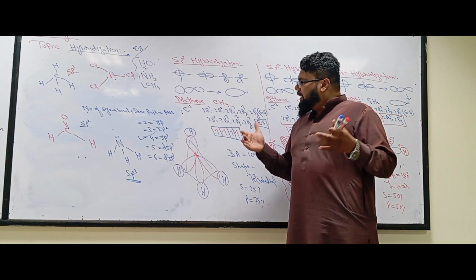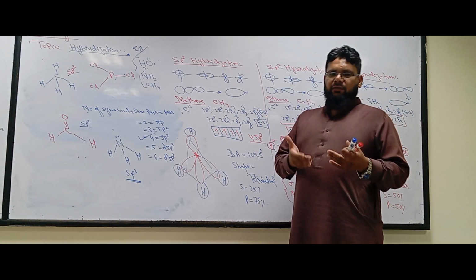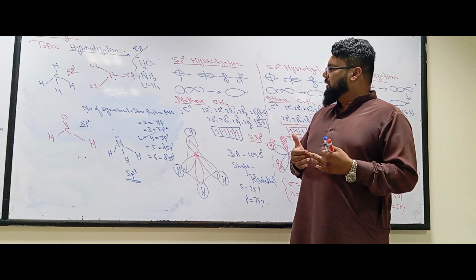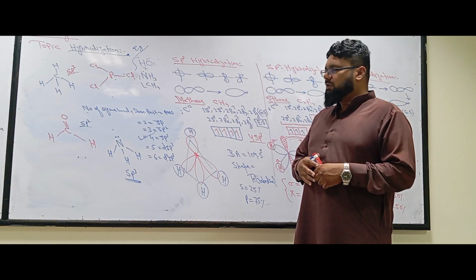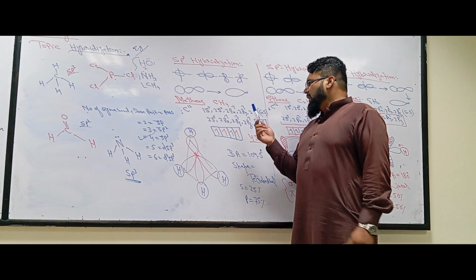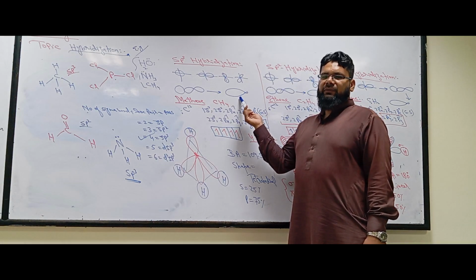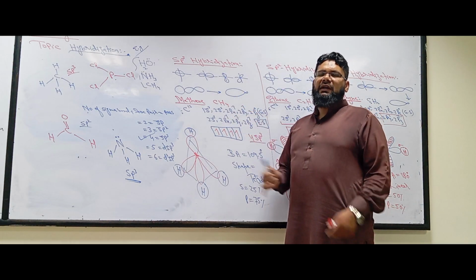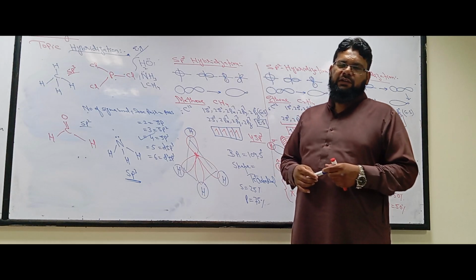If we intermix atomic orbitals like the s orbital and p orbital, which have different shapes and different energies, when they overlap each other, they form orbitals of the same shape and same energy. These orbitals are called hybrid orbitals, and this phenomenon is called hybridization.